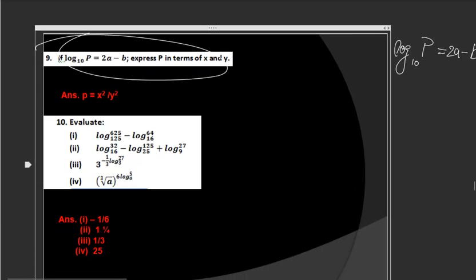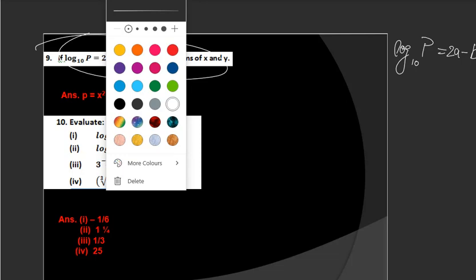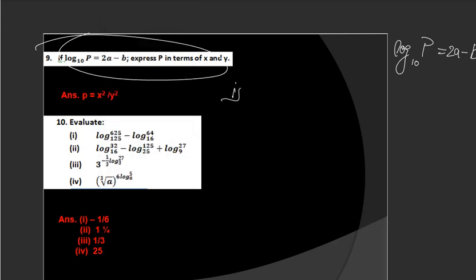Evaluate. Okay, the first one. Evaluate log of 625 to the base 125 minus log of 64 to the base 16. Let us evaluate this.